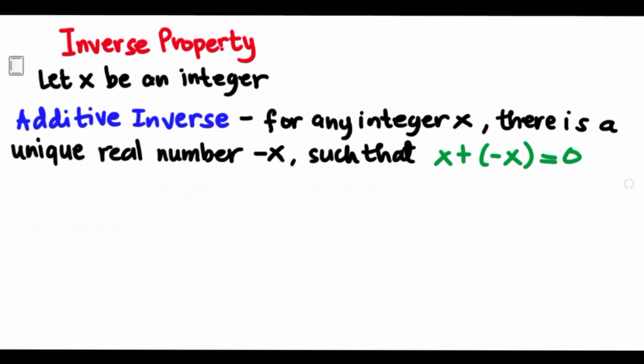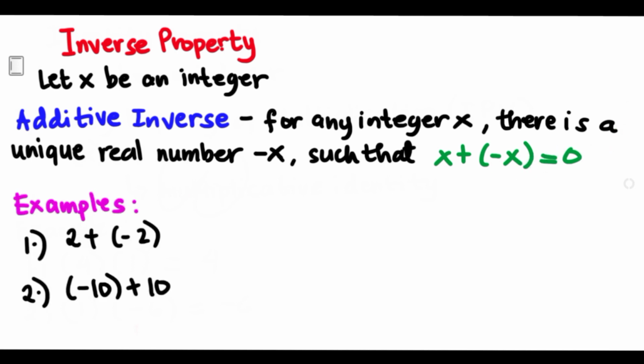So, dito na tayo sa susunod na property or sa last property, inverse property. So, let x be an integer. So, meron tayo unang tinatawag na additive inverse, wherein, for any integer x, there is a unique real number negative x such that x plus negative x is equal to 0. So, dito po sa additive inverse, kaya nga inverse, kabaliktaran. So, halimbawa, meron tayong integer na x. Pag in-add daw po natin yun sa kanyang opposite na negative x, ang sagot ay 0.